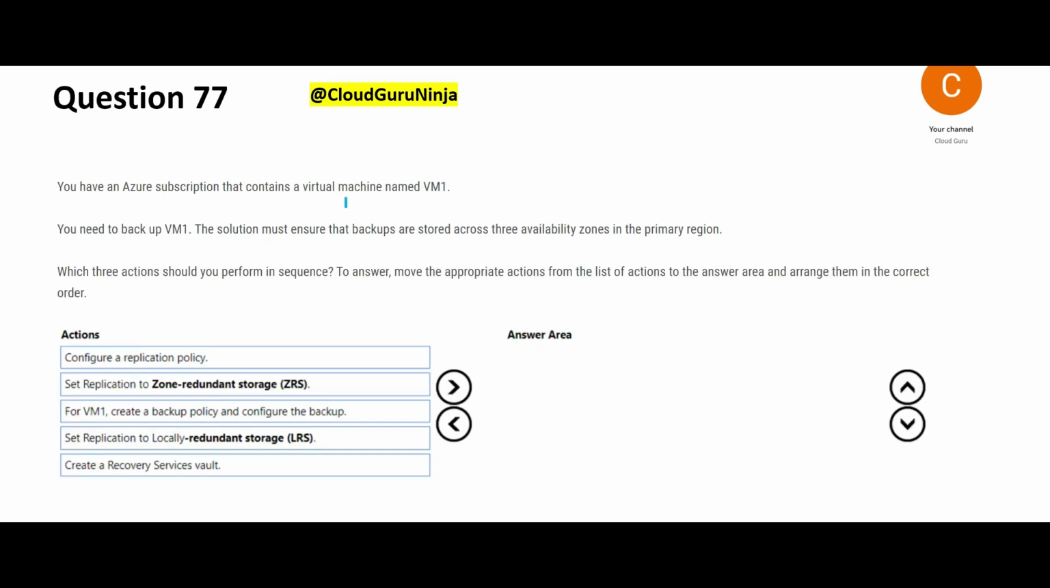See, you have an Azure subscription. It contains a virtual machine. You need to back up the virtual machine. And so what are the steps that you want to take in a sequence? One thing which is key to remember is this one: the backups are stored across 3 availability zones in the primary region.